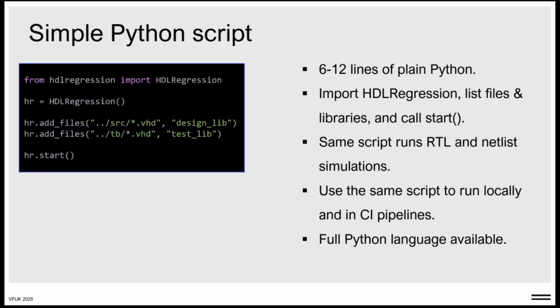In addition to adding a pragma comment, we need to write a regression script in Python. There are templates available in HDLRegression, but it should be straightforward. In the Python script, we need to import HDLRegression and add the design and test bench files, and then call start. I recommend that you use wildcards when adding files, as shown here. This way, we do not need to manually add or remove files later.